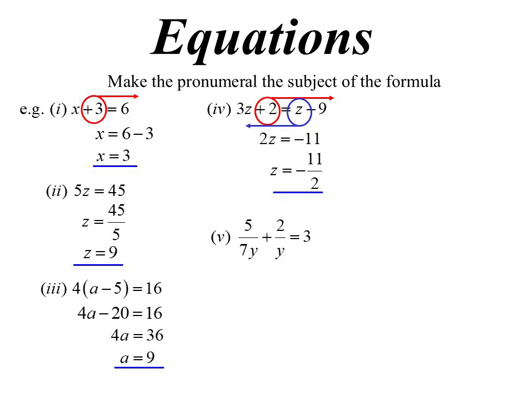Okay, oh no! Pronumerals in the bottom of the fraction? What do we do? Well, fractions, yuck. Let's get rid of them. So you multiply everything by that common denominator, in this case, 7y.